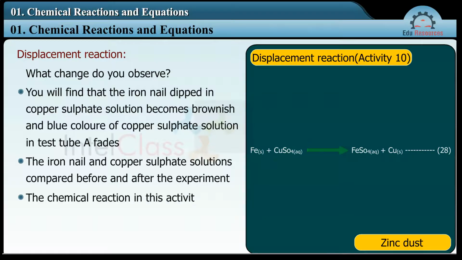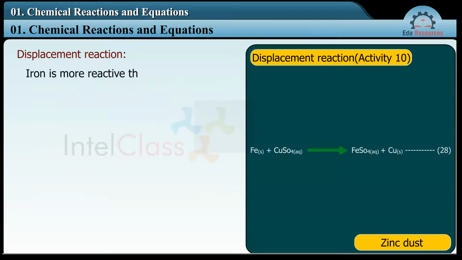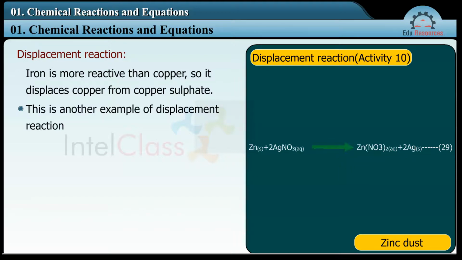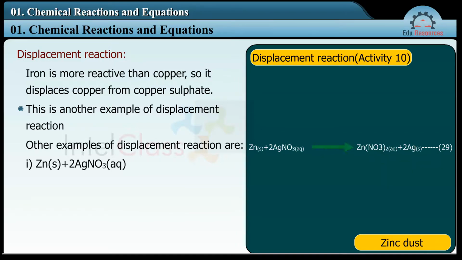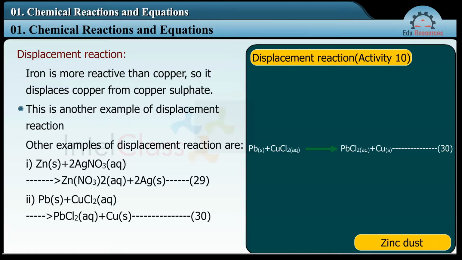The chemical reaction in this activity is Fe plus CuSO4 gives rise to FeSO4 plus Cu. Iron is more reactive than copper, so it displaces copper from copper sulfate. This is another example of a displacement reaction. Here are a few examples of displacement reactions. Zn plus 2AgNO3 gives rise to Zn(NO3)2 plus 2Ag. Pb plus CuCl2 gives rise to PbCl2 plus Cu.